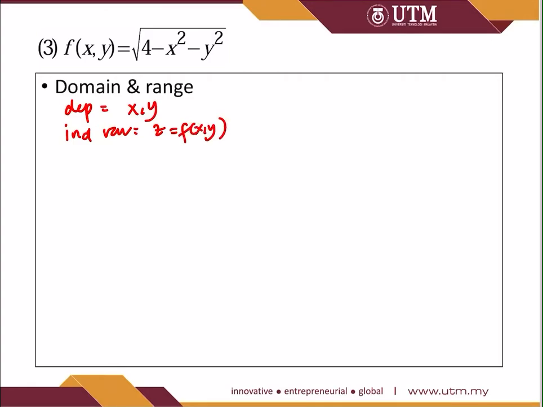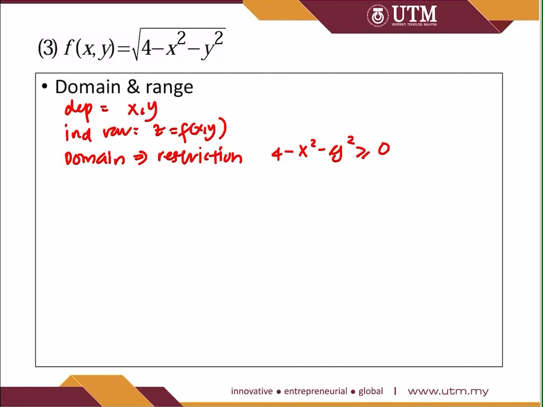Now we want to determine the domain. If we want to determine the domain, we need to look at the restriction. So what's the restriction here? Since it's the square root, we know that 4 minus x squared minus y squared is greater than or equal to 0, of course.